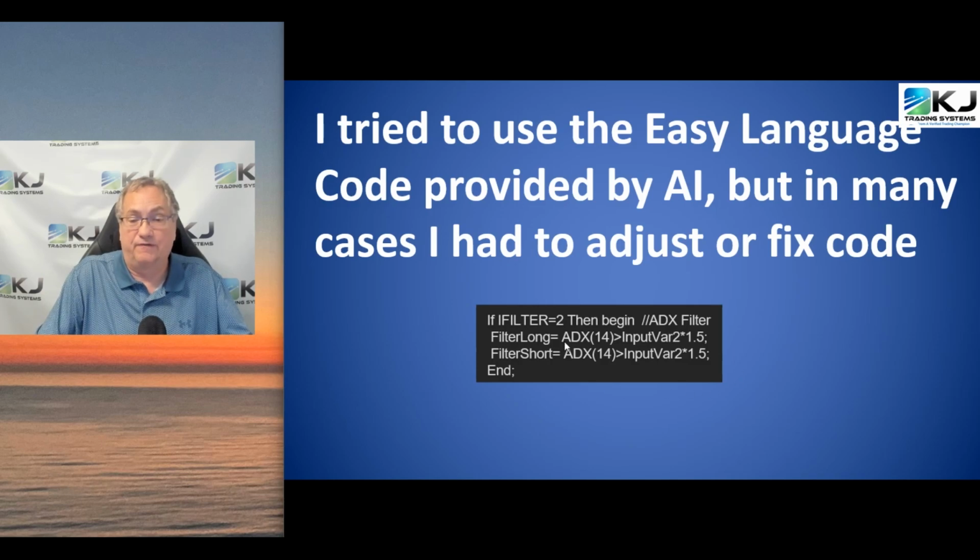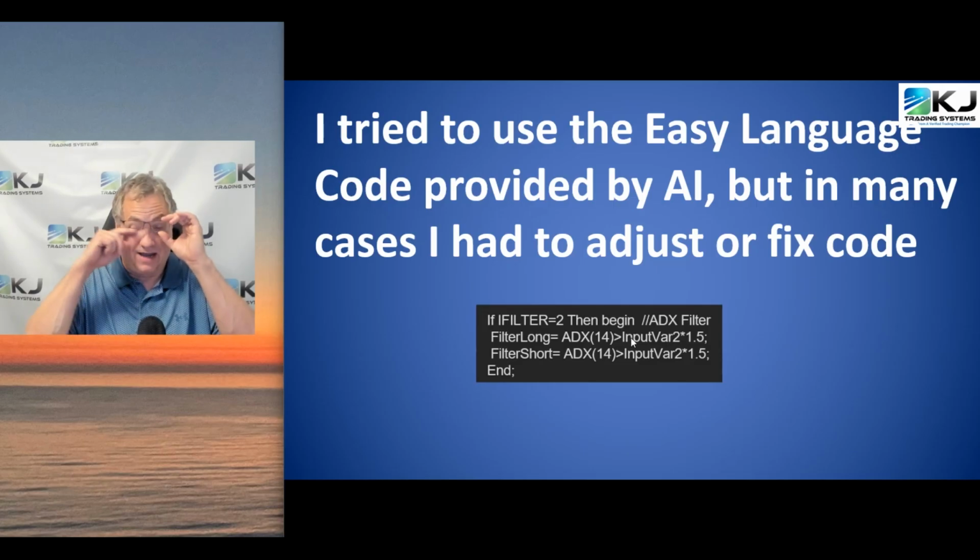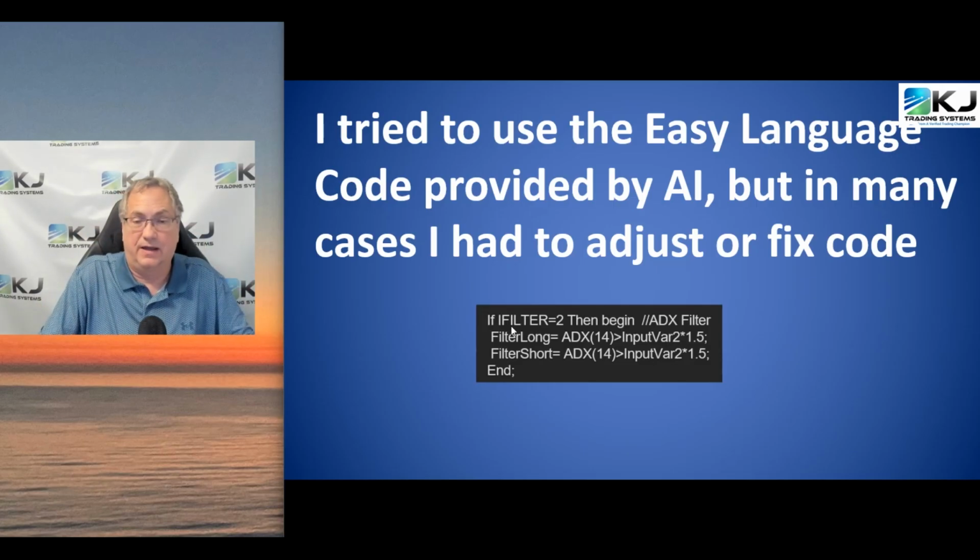Here's an example of an ADX filter. So if the ADX is greater than a certain value that I can optimize, then filter long is true. Otherwise, filter long is false. So somewhere up in the code, I probably initially set filter long to false, and then the only way it turns true is if this happens. That's one way of looking at it.